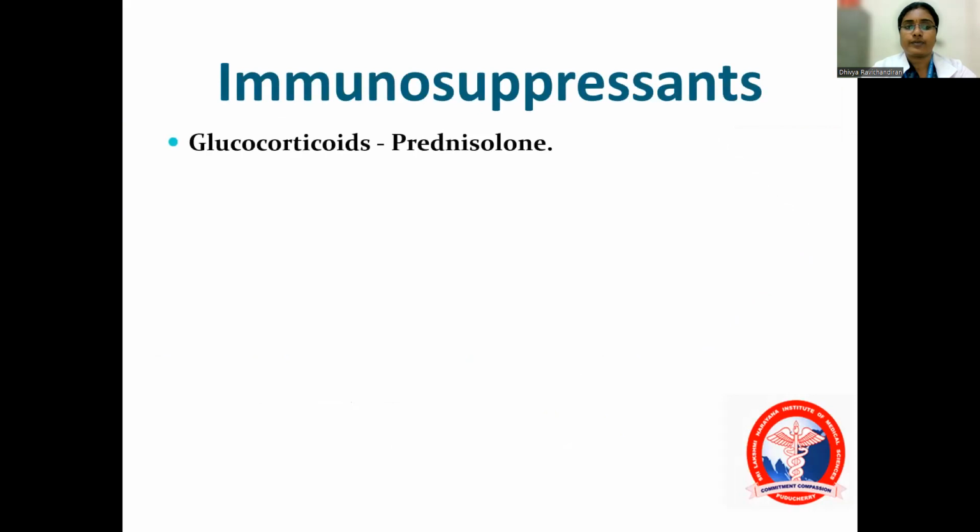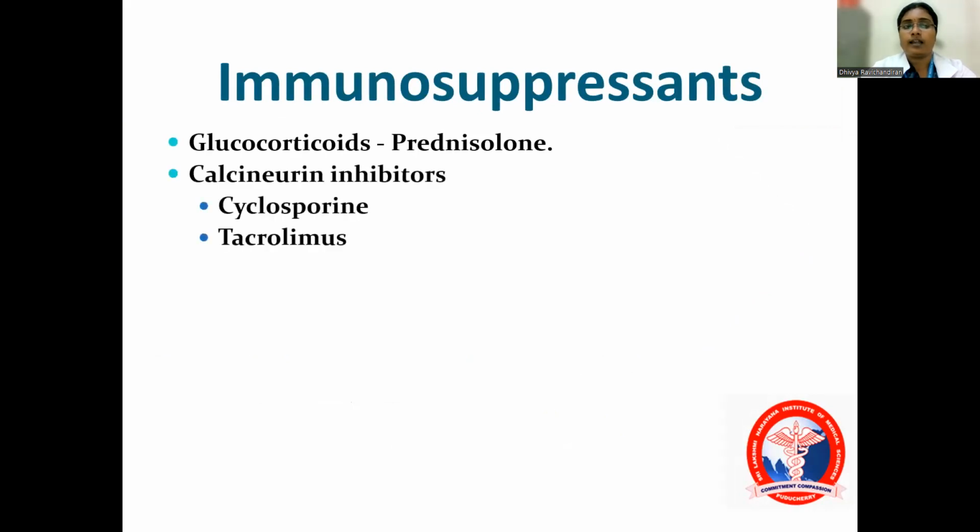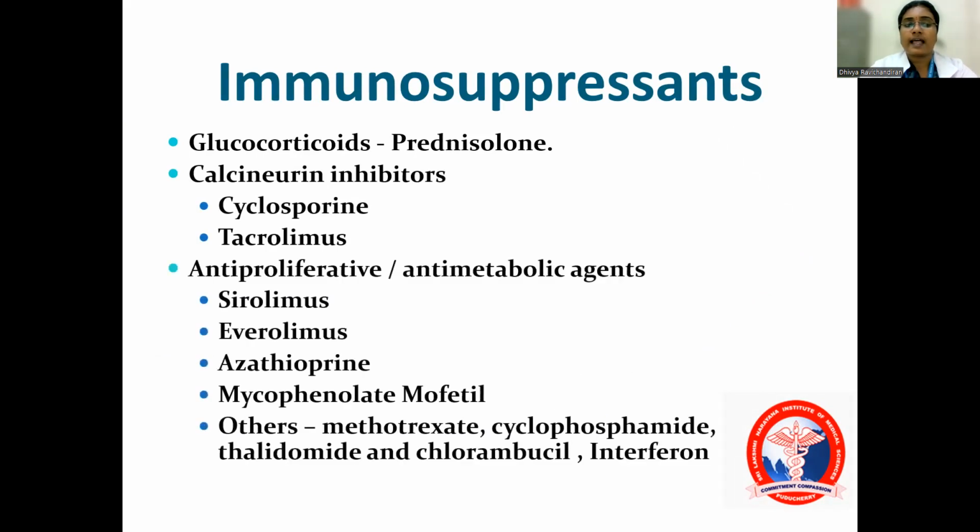Under immunosuppressants, you have drugs like glucocorticoids, that is prednisolone, and under calcineurin inhibitors you have cyclosporin and tacrolimus. Under anti-proliferative or anti-metabolite agents, you have sirolimus, everolimus, azathioprine, mycophenolate mofetil, and some other drugs like methotrexate, cyclophosphamide, thalidomide, chlorambucil, and also interferons.